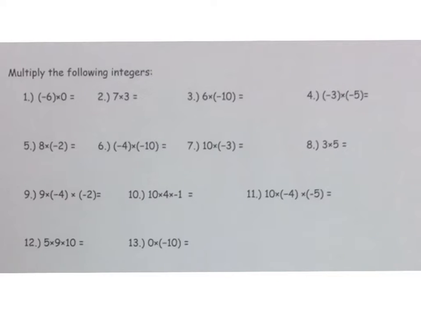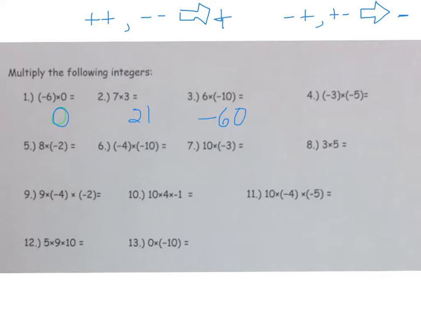Here are several examples, and remember, maybe at the top of the page, we'll just do this. Same sign leads to a positive. Different signs leads to a negative. So the very first one, any number times 0 is 0. The next one, 7 times 3, just 21, as you know. Third one, we have a positive times a negative, so you're going to multiply, and the answer is negative. Number 4, the two numbers have the same sign, so the answer is going to be positive.